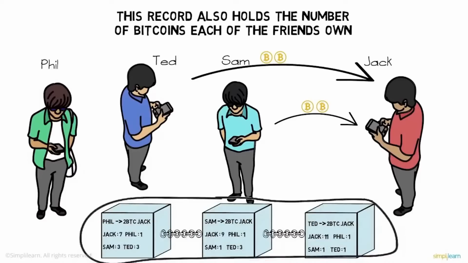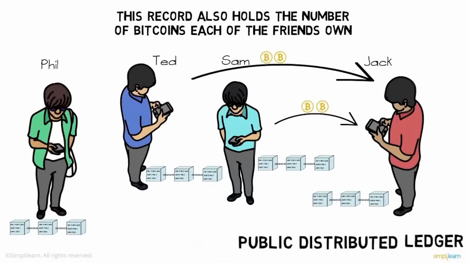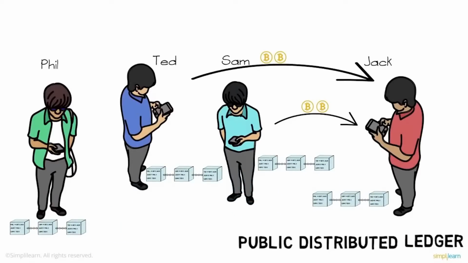This chain of records, or blocks, is called a ledger, and this ledger is shared among all the friends, which acts as a public distributed ledger. This forms the basis of blockchain.